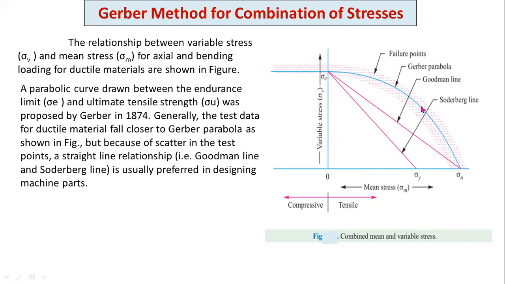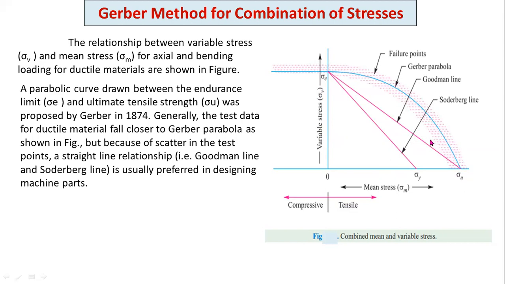These dots indicate the failure points. Generally the test data for ductile material fall closer to the Gerber parabola. Here you can observe these points indicate the specimen failure points. So these failure points for ductile material are closer to this parabolic curve.